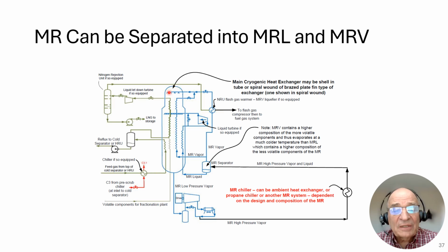This vessel is typically called the main cryogenic heat exchanger. It is a vessel that has many, many tubes wrapped in a circle around a mandrel, and we may have a picture of that in a further slide.